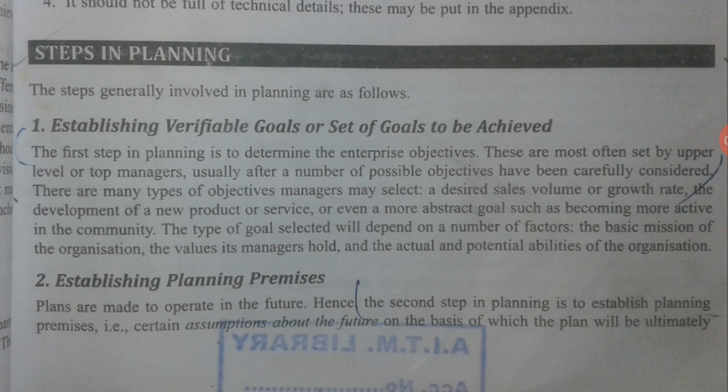Steps in planning. There are various steps in planning. The first is the establishment of verifiable goals or a set of goals to be achieved. The first step in planning is to determine the enterprise's objectives. What are its objectives? There are many objectives of enterprises.